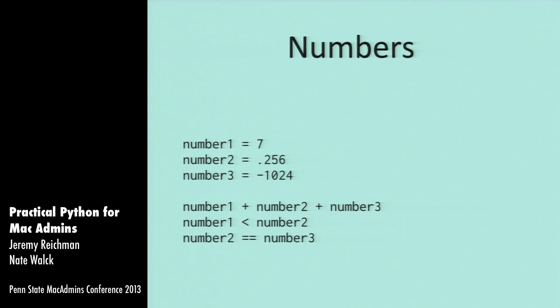So some examples of things you can do with numbers, and this is where you can follow along a bit. If you want to type in number 1 equals 7, there you've created your first integer variable. We can do number 2 equals .256, number 3 equals negative 1024. Those are all the number types in Python. And then you can do things like addition. We can do comparisons, so we can find whether number 1 is less than number 2. Or we can find whether number 2 is equal to number 3 in these examples.